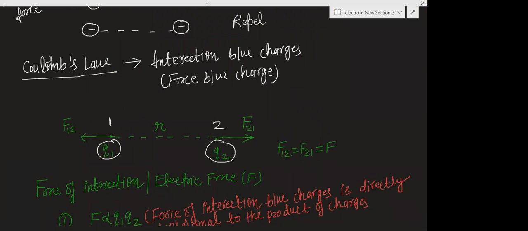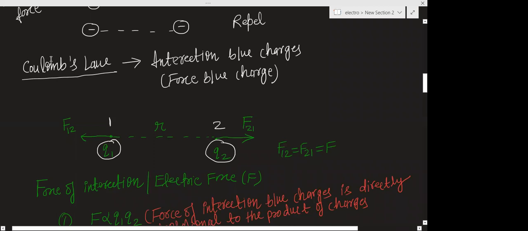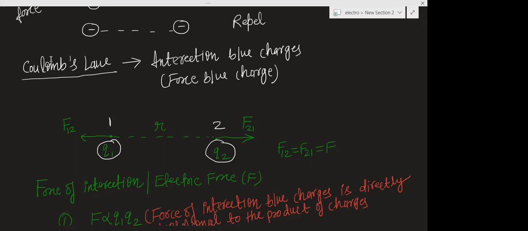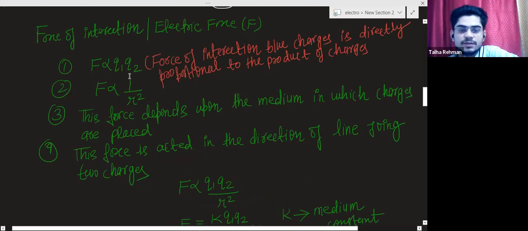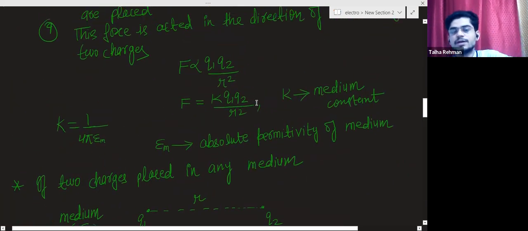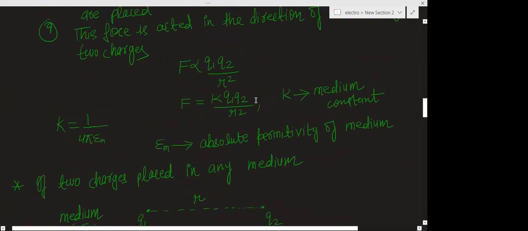What is Coulomb's law? Coulomb's law is basically telling the force between the charges. Nothing more, it is just telling the force between the charges. Force is given by this formula: K Q1 Q2 by R square.